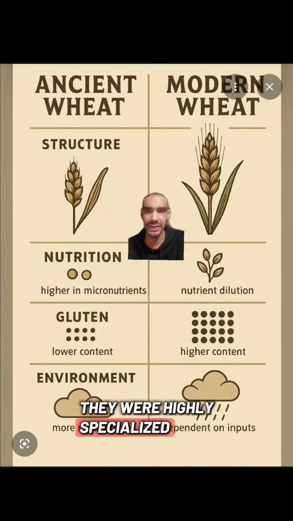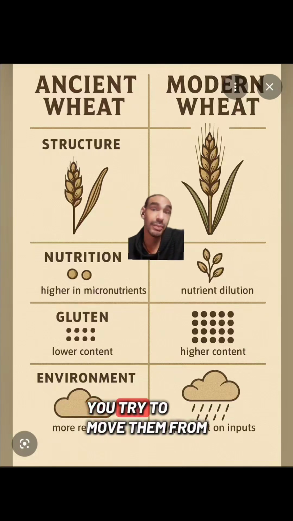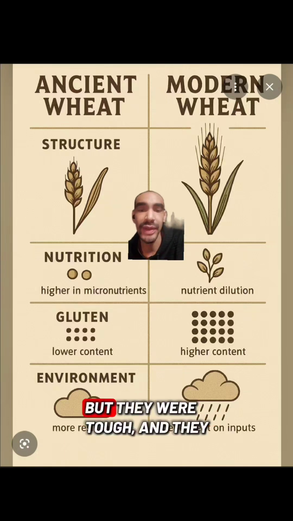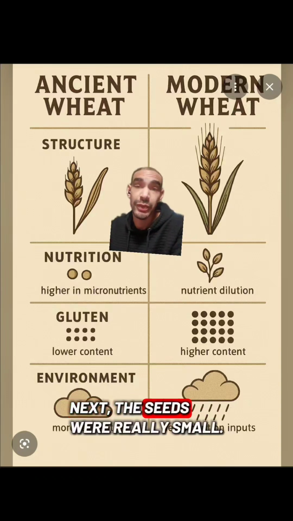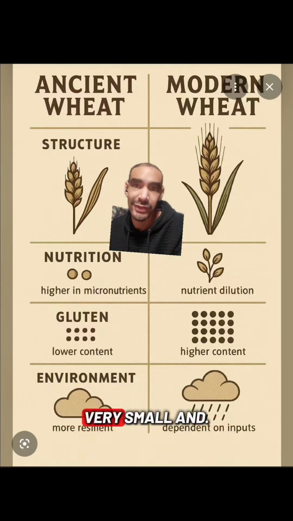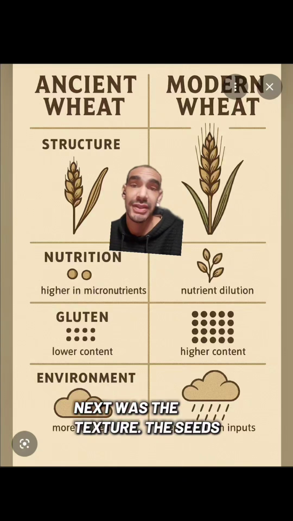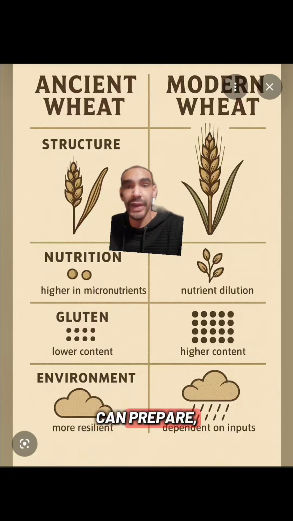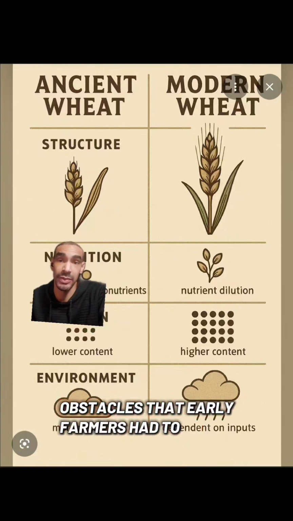Number one, they were highly specialized to grow in the environment that it naturally occurred in. They don't do too well when you try to move them from place to place or plant the seeds in a new environment. But they were tough and they could survive the force of the elements. Next, the seeds were really small. Wild grasses, grains, and cereals have seeds that are very small and hard to identify when on the ground or handle with human hands. Next was the texture. The seeds were extremely durable, almost like nutshells, and had to be made softer, just so we can prepare, eat, and digest them properly. That brings us to the biggest obstacles that early farmers had to face.